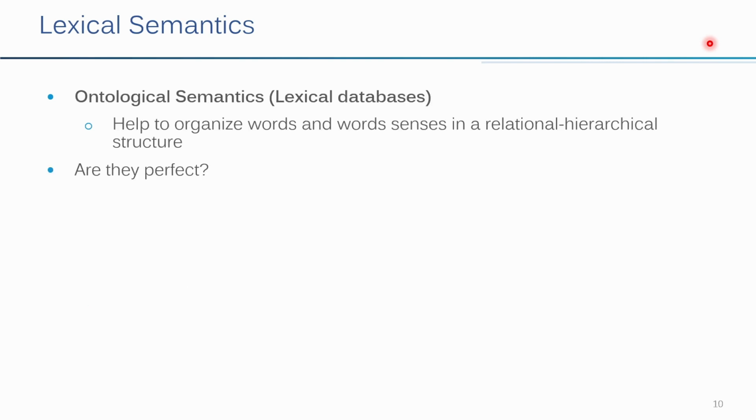And then we have ontological semantics, or lexical databases, or lexical taxonomies, or semantic taxonomies. There's a bunch of different ways for this, in which we organize the words and word senses or word meanings into a specific, either hierarchical architecture or kind of a distributed graph or knowledge graph.